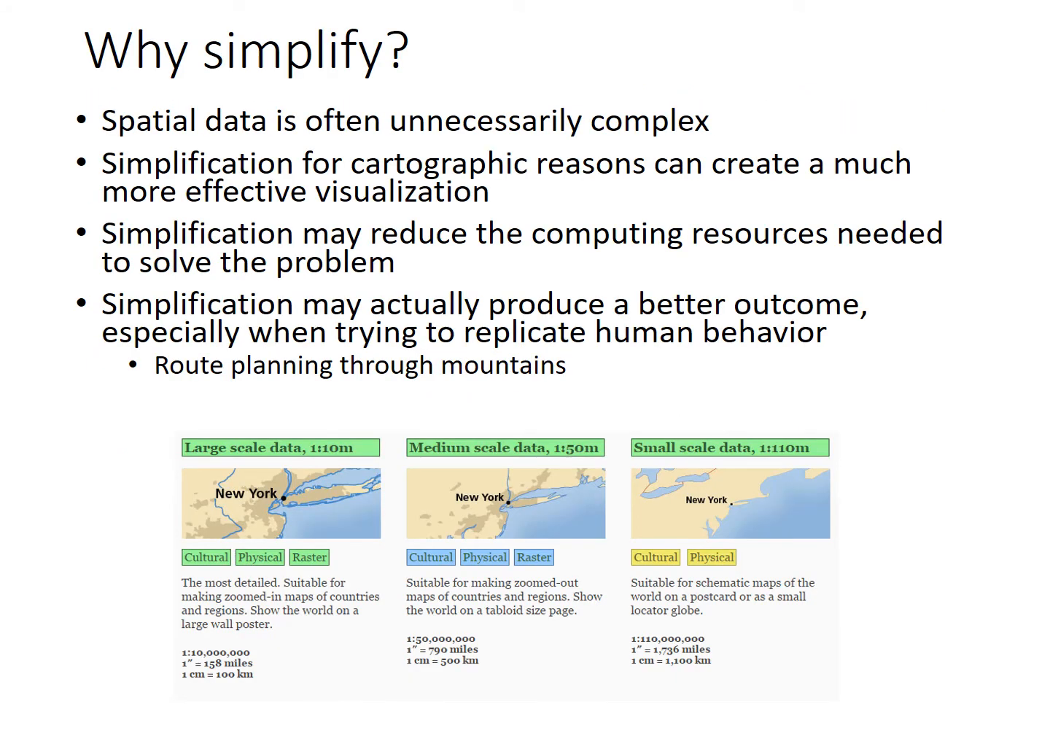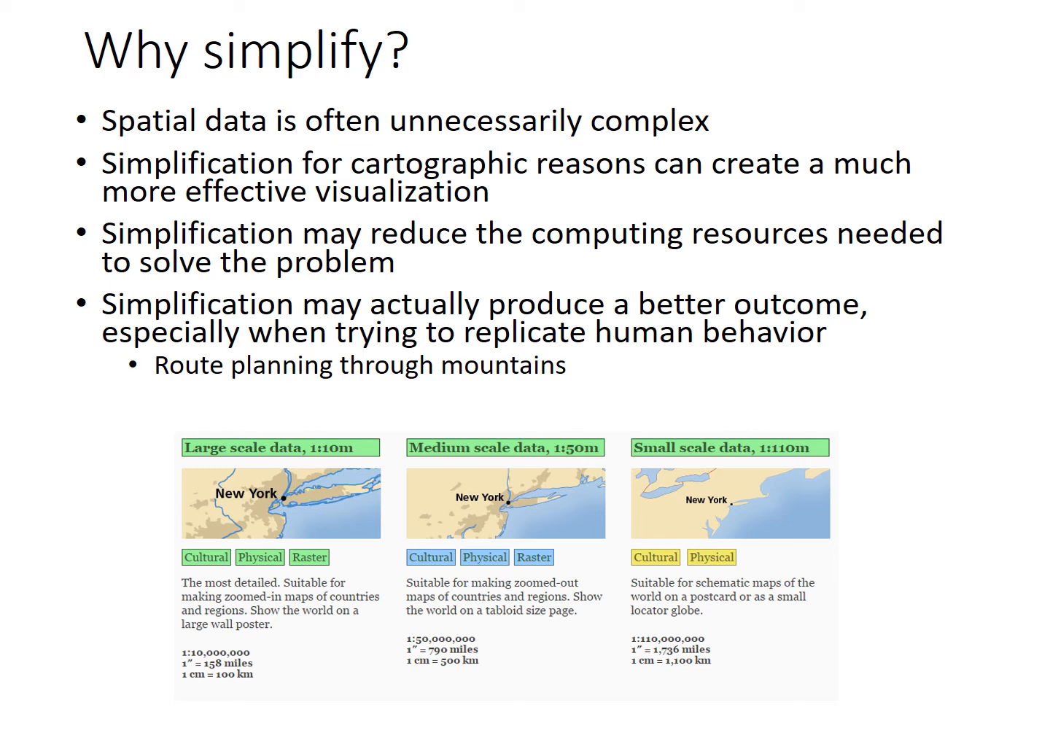So why do we simplify? Partly because spatial data is often unnecessarily complex. More often, we've got limitations with respect to the cartography. We talked early on about how very complex geometry can sometimes make the map appear messier than it would if you simplified the geometry. Simplification is also important for reducing the computing resources required to solve a problem. It's much easier for the computer to run an algorithm on 1,000 points than on 1,000,000 points. So if you can simplify things down a good bit, you can cut out a lot of the work on the computer.